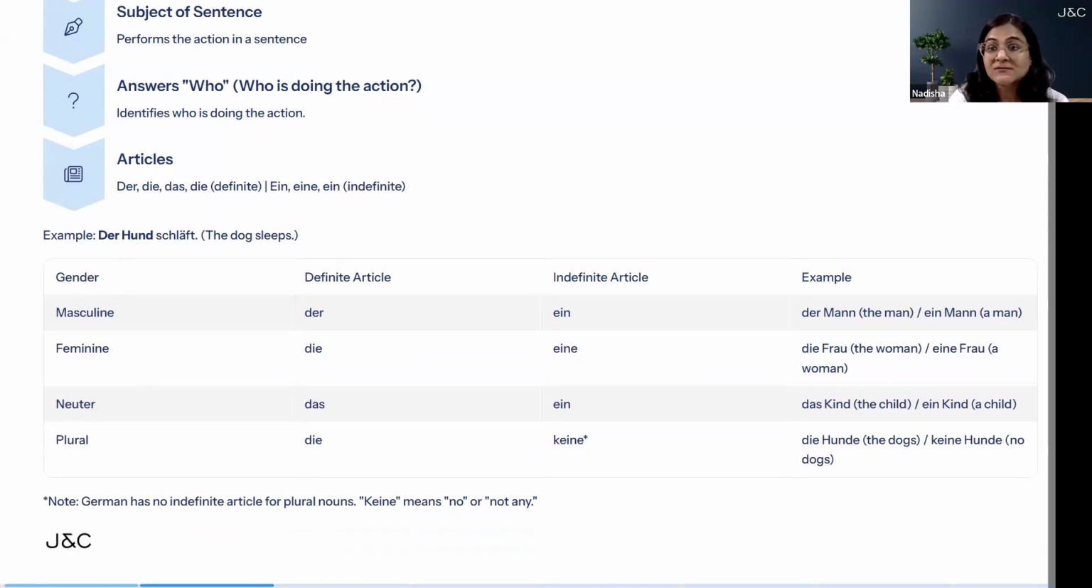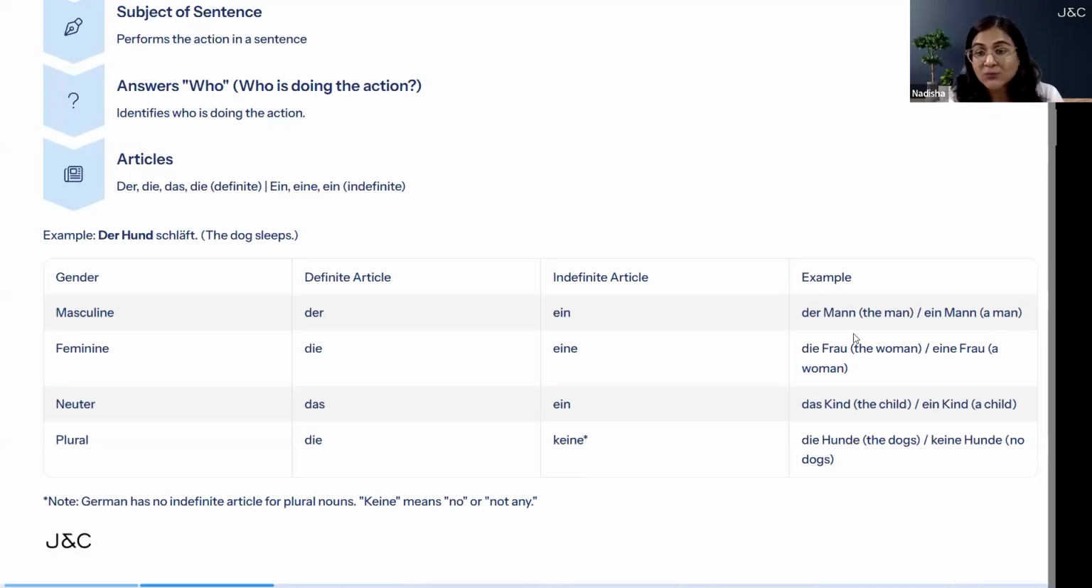So in nominative, the doer is the subject. We have to ask the question, who is doing the action? Okay, we have to identify who is doing the action. And then there are articles like der, die, das, die, and indefinite articles like ein, eine, ein. Okay, so let's see the example. Masculine is der Mann in nominative, which means the man, and ein Mann, which is indefinite article in nominative, which is a man.